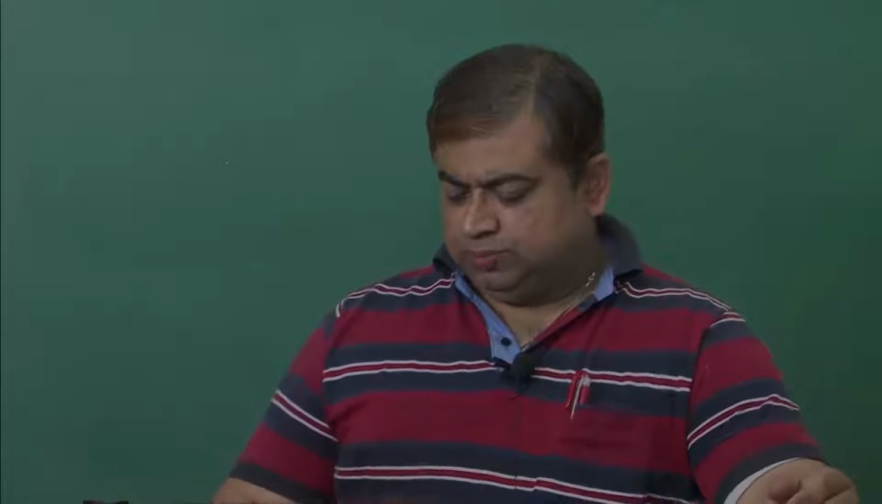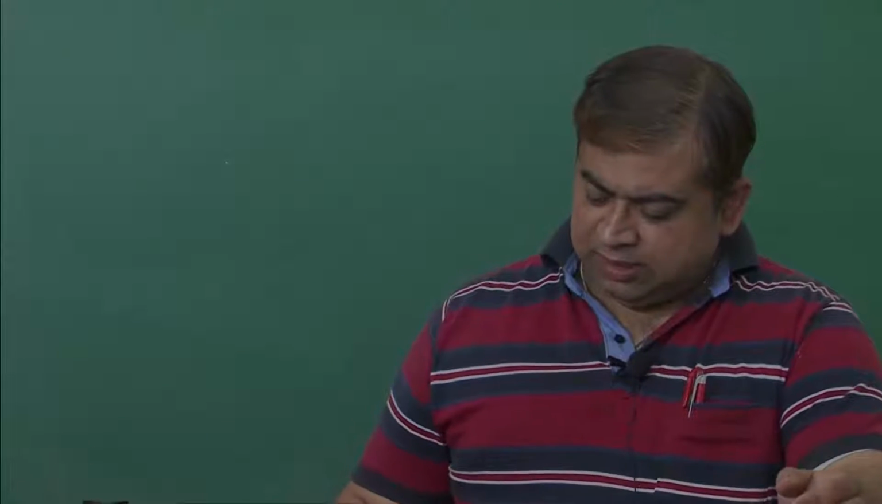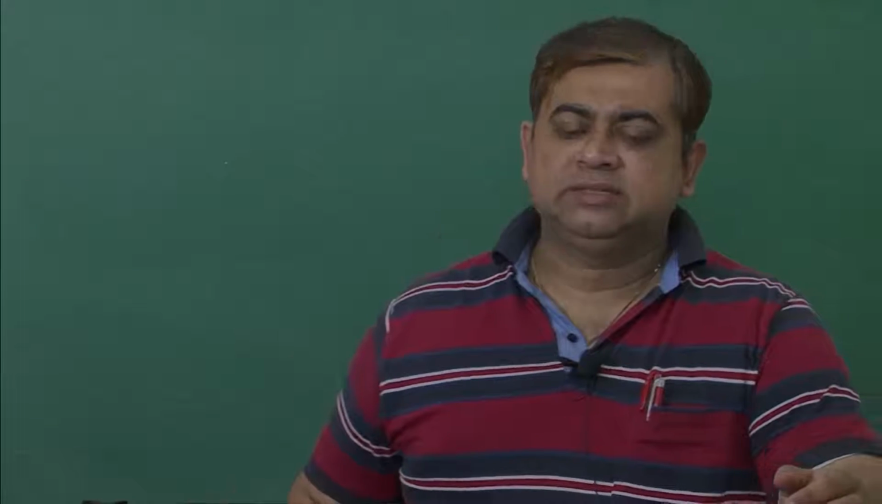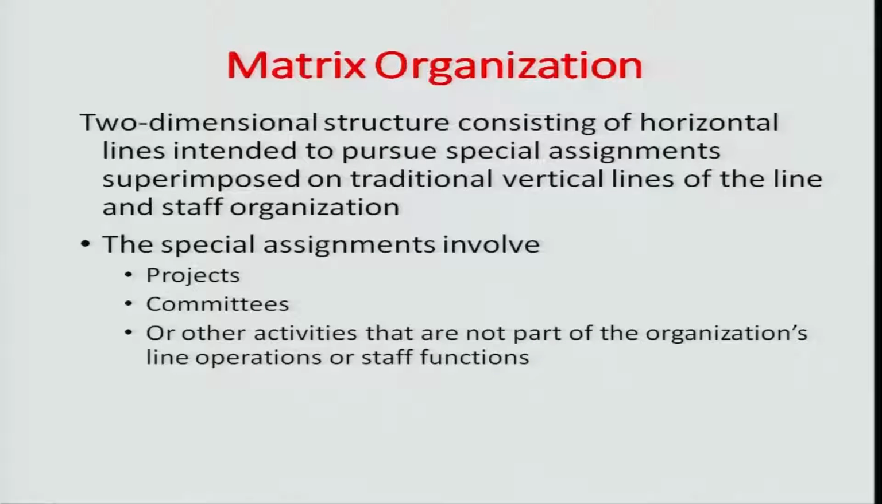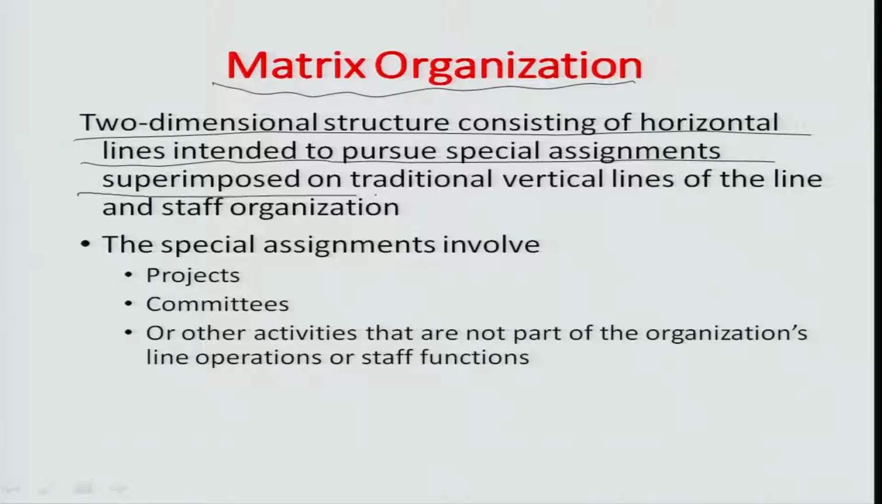Let us look at two different aspects now which come more into the purview of the modern organizations which exist, which are known as matrix type organization. This is a new concept coming because of the cross disciplinary approach to problem solving which has happened in modern days. So, it is typically a two dimensional structure consisting of horizontal lines intended to pursue special assignments, superimposed on the traditional vertical lines of the line and staff approach that has been done before.